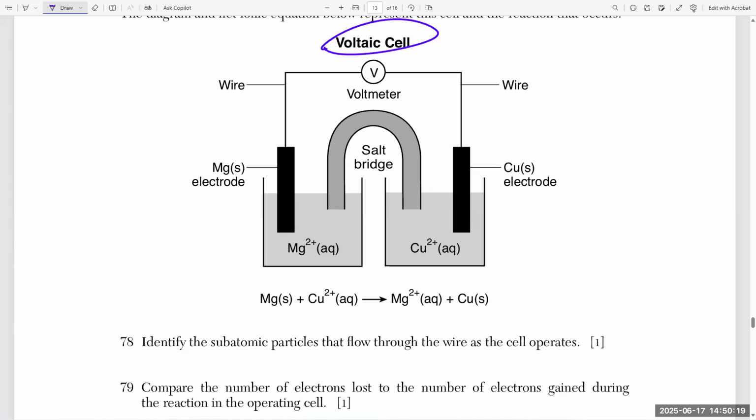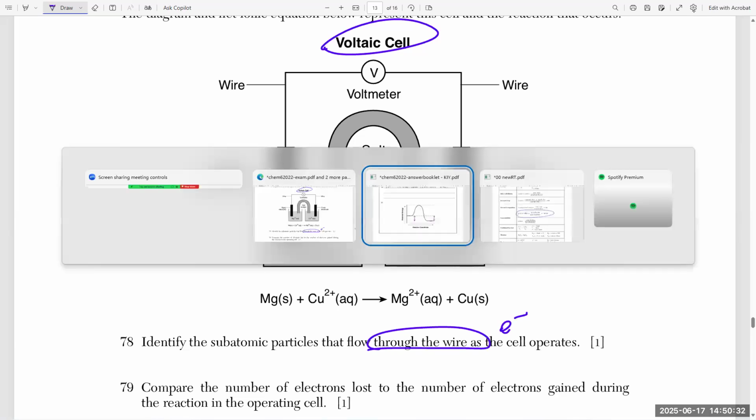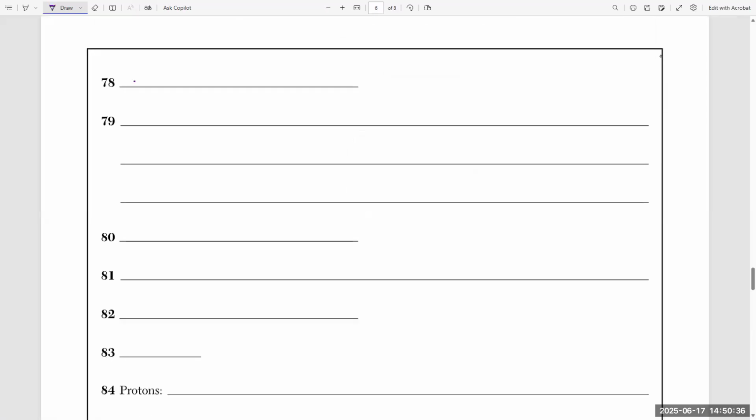All right, subatomic particle that flows through the wire, folks. What's the only thing that goes through the wire? It's electrons. So the answer here is 78, electrons.